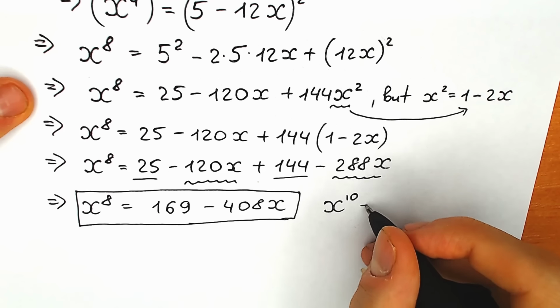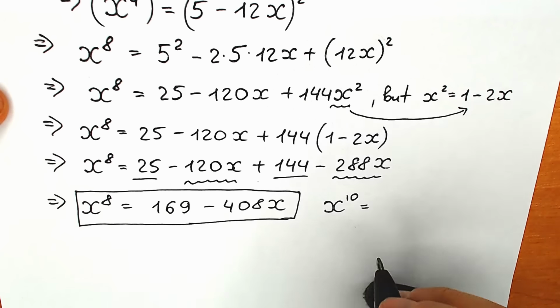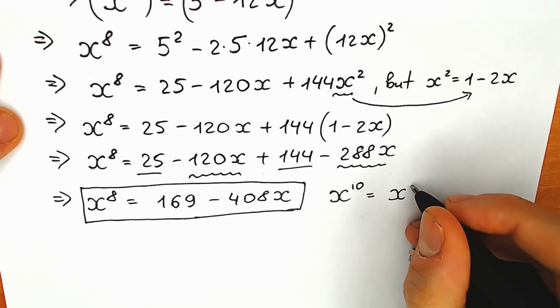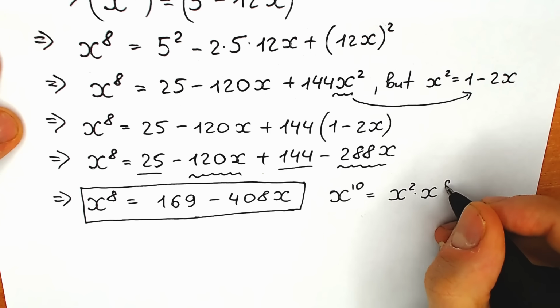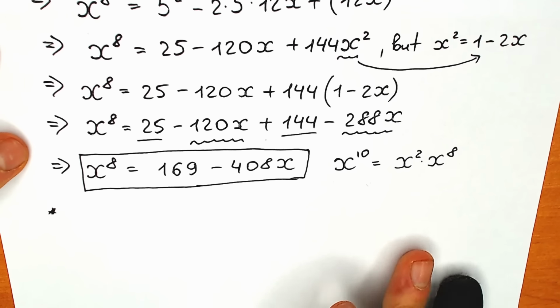And how can we do this? Because when we raise x to the power 8 once more to the second power, we have x to the power 16. We don't need it. So the best way to solve it for x to the power 10 is to multiply x squared times x to the power 8. We know everything. So right now let's do this as a third step.